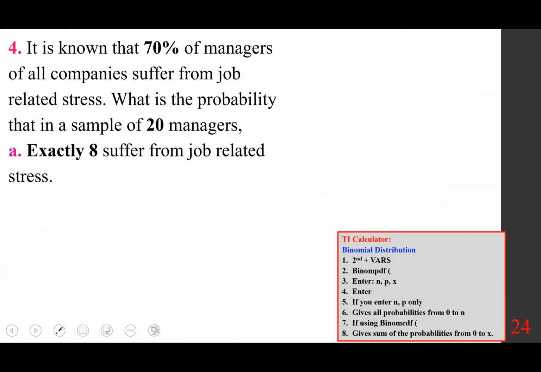It is known that 70% of managers of all companies suffer from job-related stress. What is the probability that in a sample of 20 managers, exactly 8 suffer from job-related stress? Again, we are dealing with BD, binomial distribution. Why is that? The managers either suffer from the stress or they don't. There are two outcomes. So what is N? 20. What is P? 0.7.